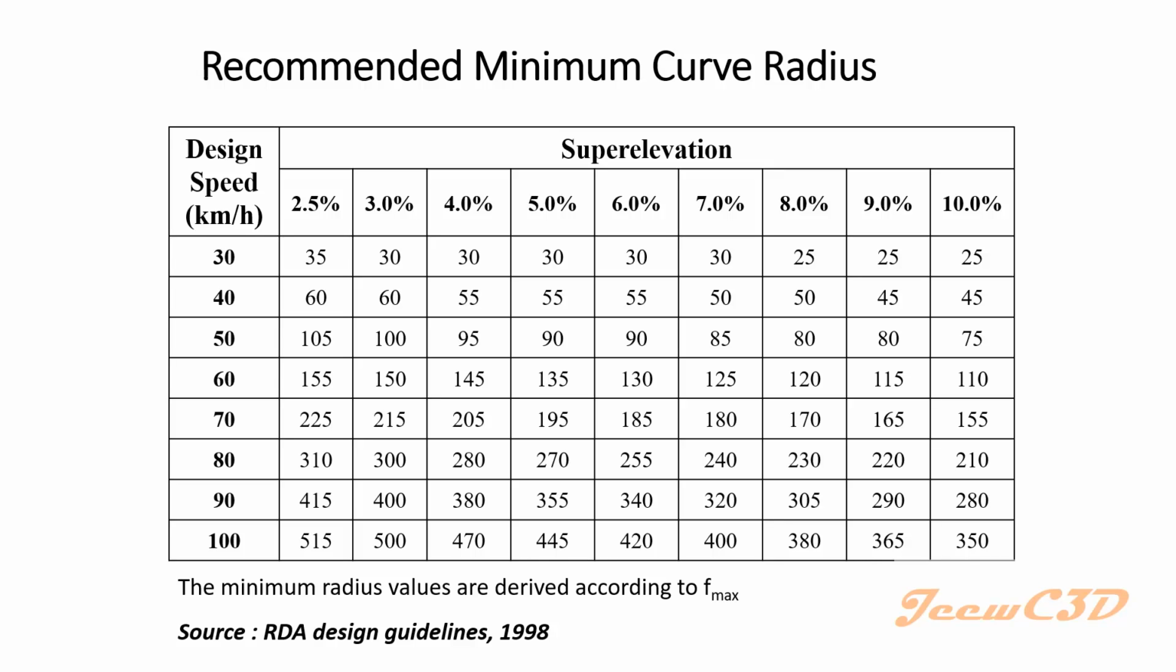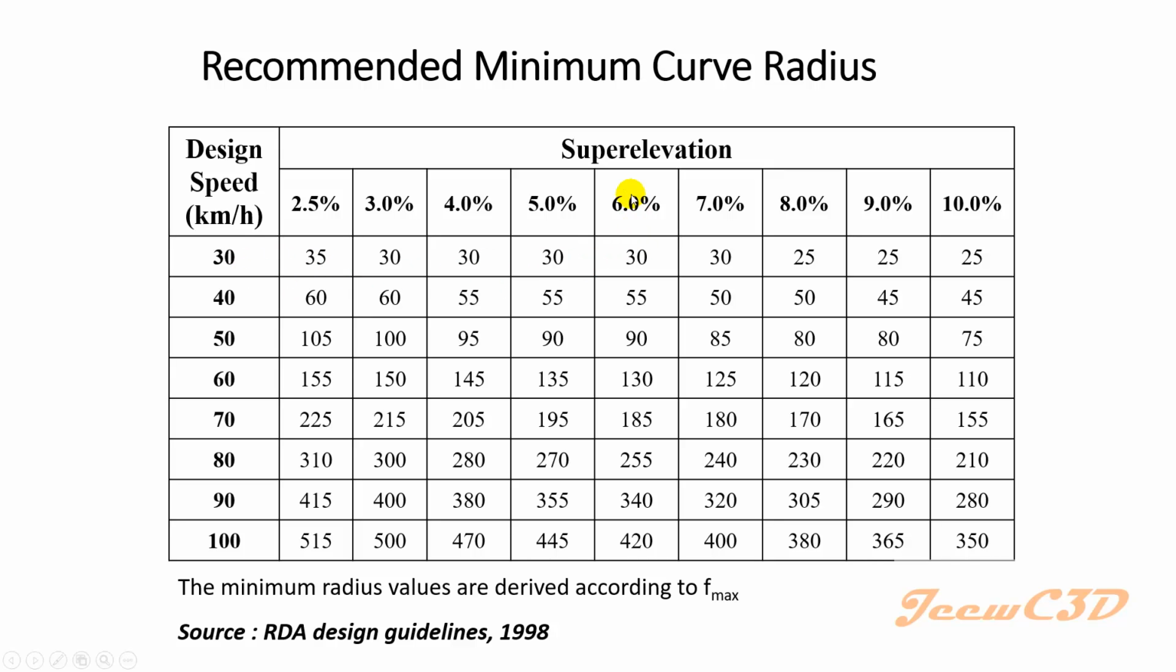So if you design the road for 30 kilometers per hour, and if we assume that the road is in an urban area, the maximum super elevation you can go is 6%. For maximum super elevation 6%, for design speed of 30, the lowest radius you can go is 30 meters for the road curve. So for your horizontal alignment, you cannot use curves where your radius is less than 30 meters for design speed of 30 in an urban area.